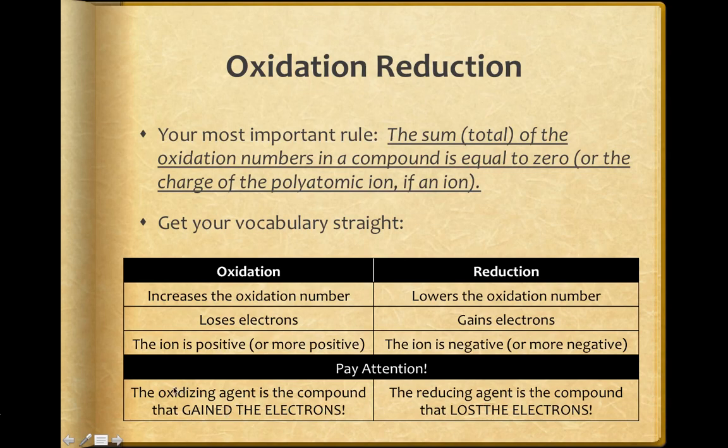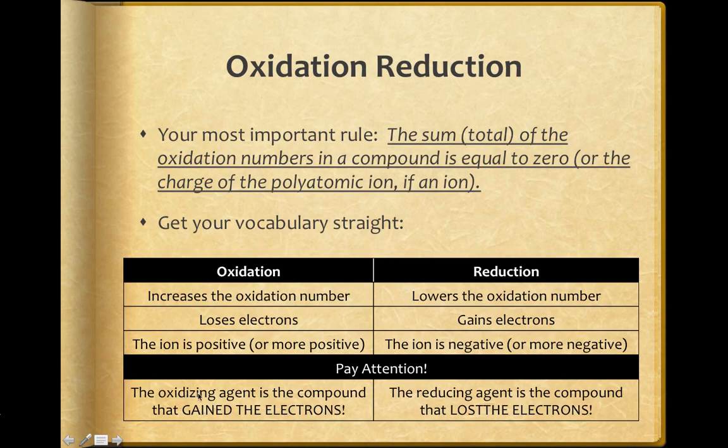The oxidizing agent, this is a vocabulary term, is the compound that gained the electrons. Think of it as the one that causes oxidation. It causes something to lose electrons. Well, if it causes something to lose electrons, that's because it's the one that gained the electrons.